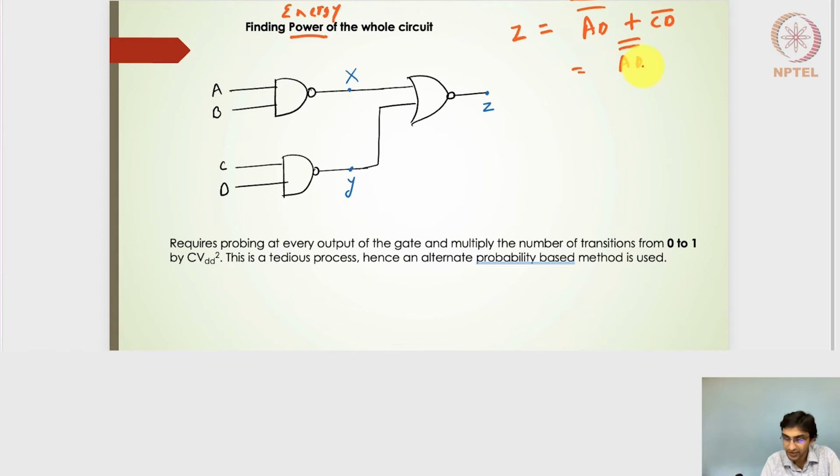If I apply De Morgan's theorem, this entity AB bar and this entity CD bar, it turns out to be nothing but AB CD. So this is the logical expression for this particular circuit. Now, if I want to find out the overall average energy of the overall circuit, then I need to probe the energy here, here, and here, right?